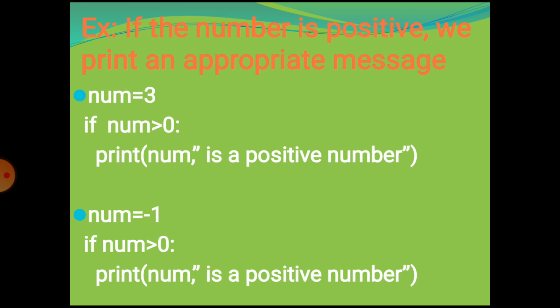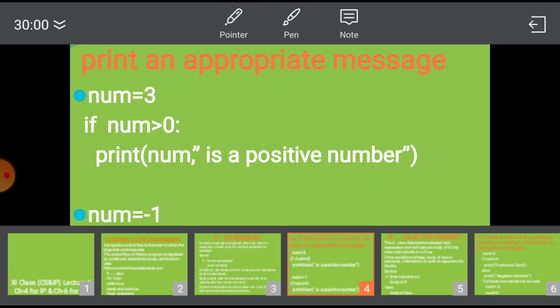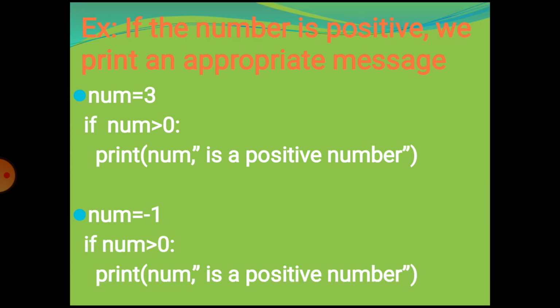So one example is here. Here is one variable, num. The value of this variable is 3. I'm checking this value with the help of a statement: if num is greater than 0. Yes, the value of num is 3, more than 0, so it will be true. Then the if statement will execute. So here is the if statement, print num. It will display the value of num, meaning 3 is a positive number.